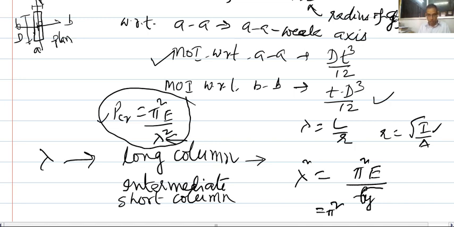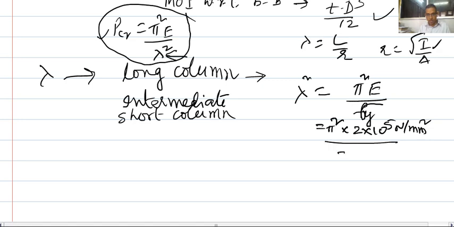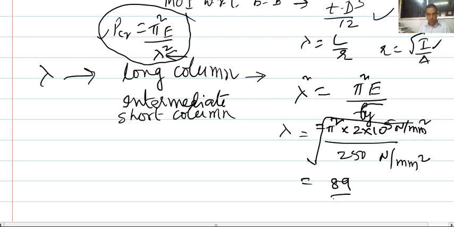Now substituting pi square in your calculator. E is your material property, it is 2 into 10 power 5 Newton per millimeter square. Now, stress is, let us say, 250 Newton per millimeter square. If I try to find out lambda, I take a root. What I get is that lambda will be something around 89. I leave it to you to find this out. That means 89 is the critical slenderness ratio.